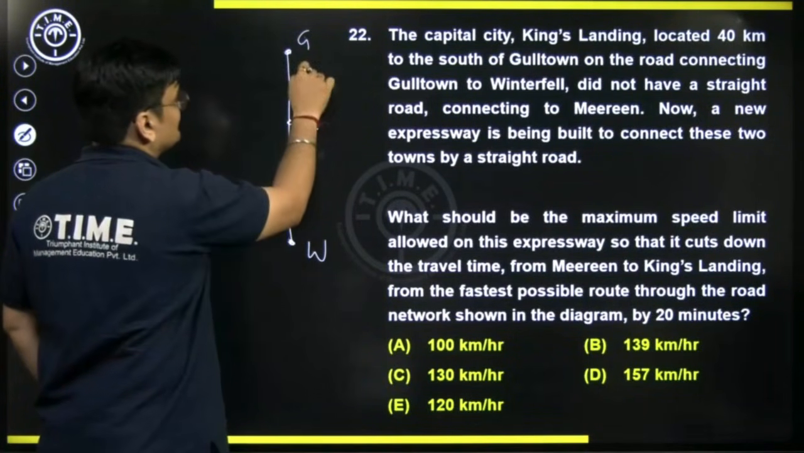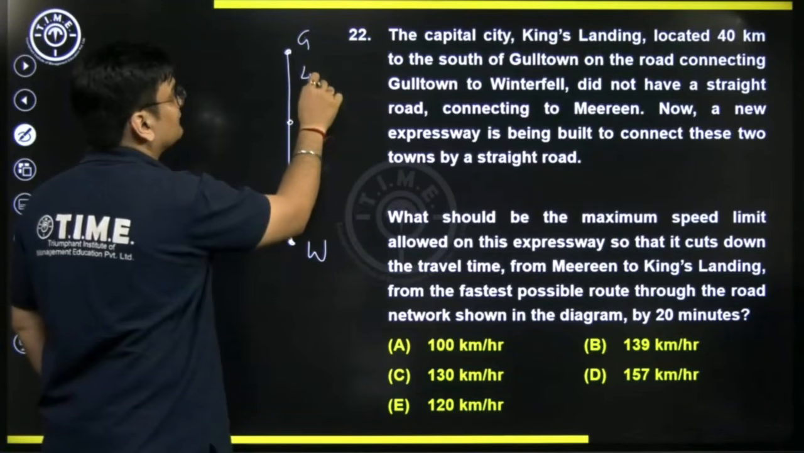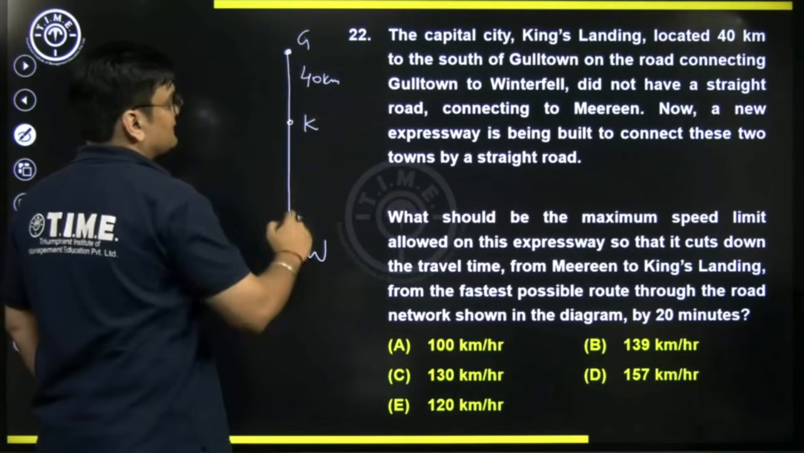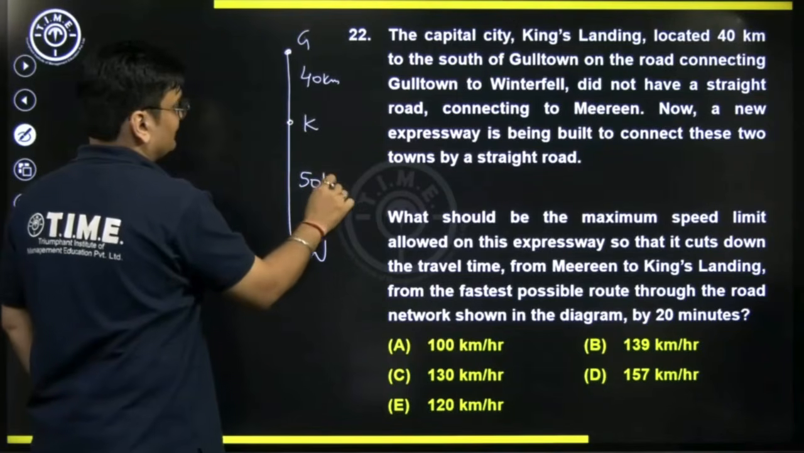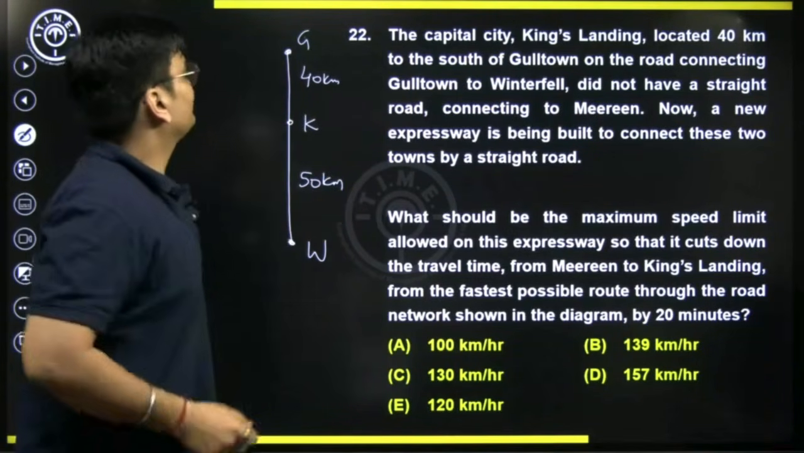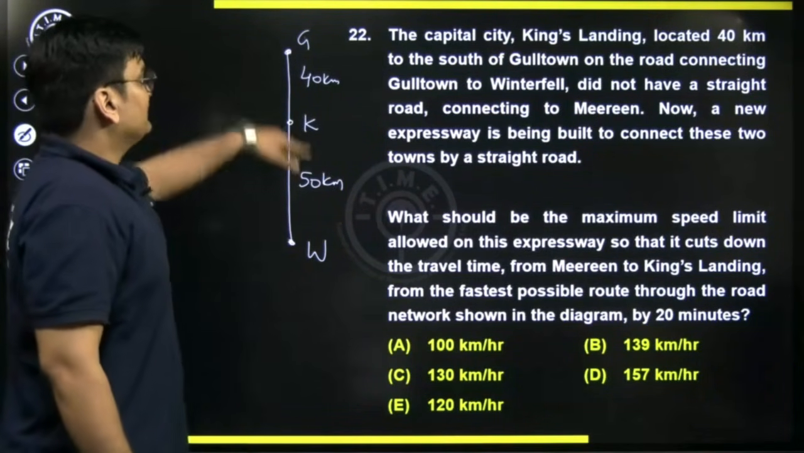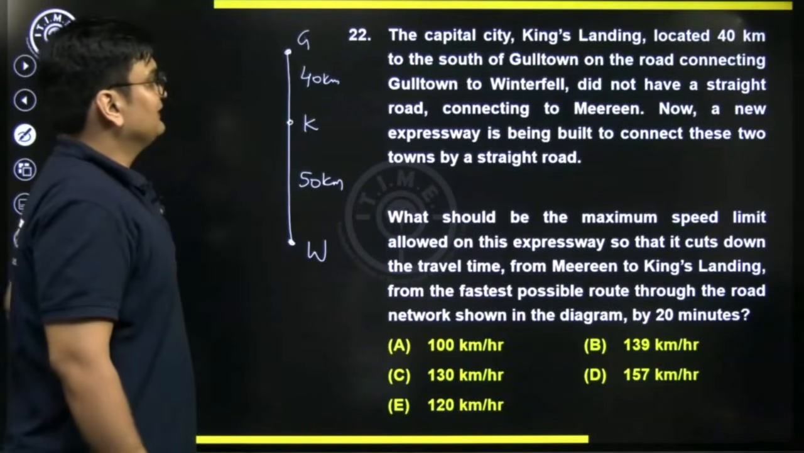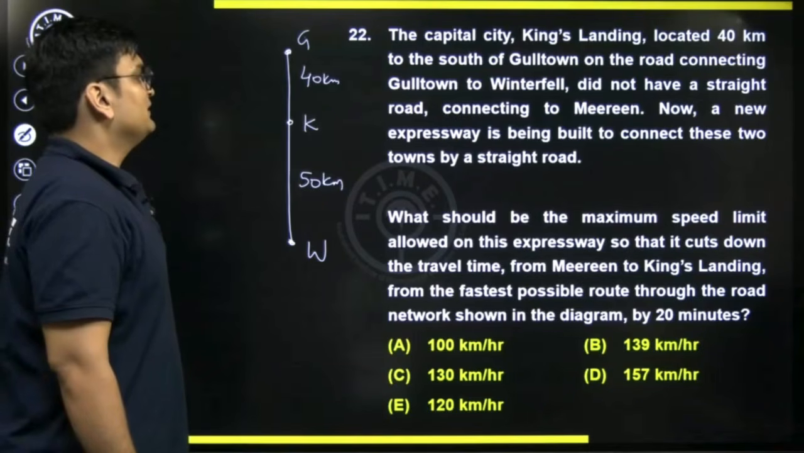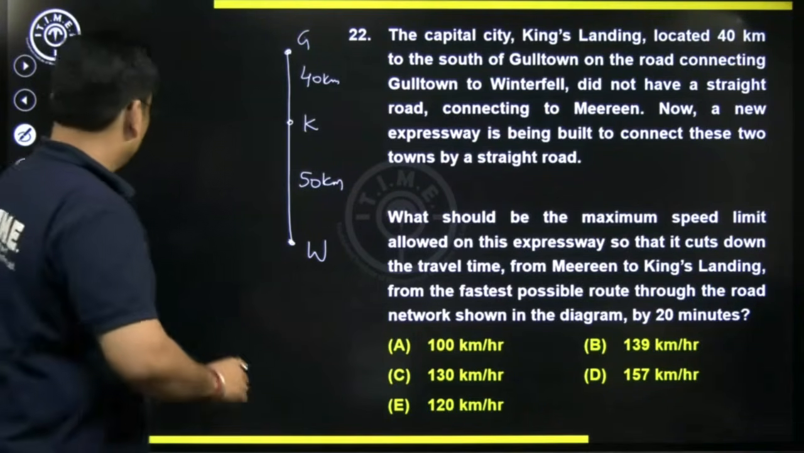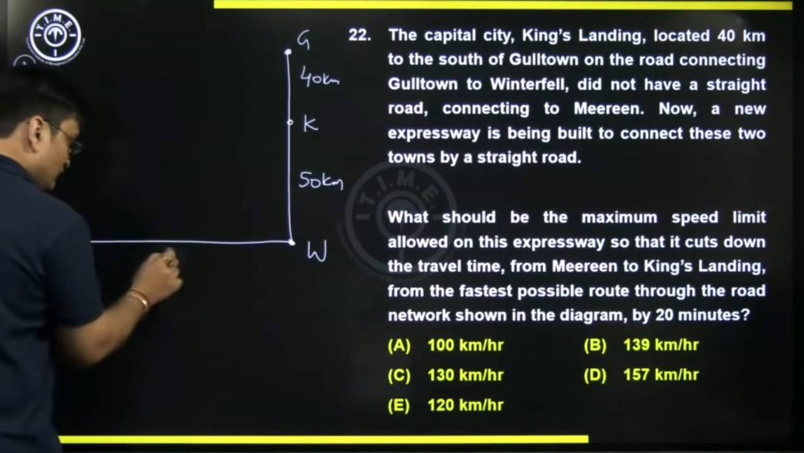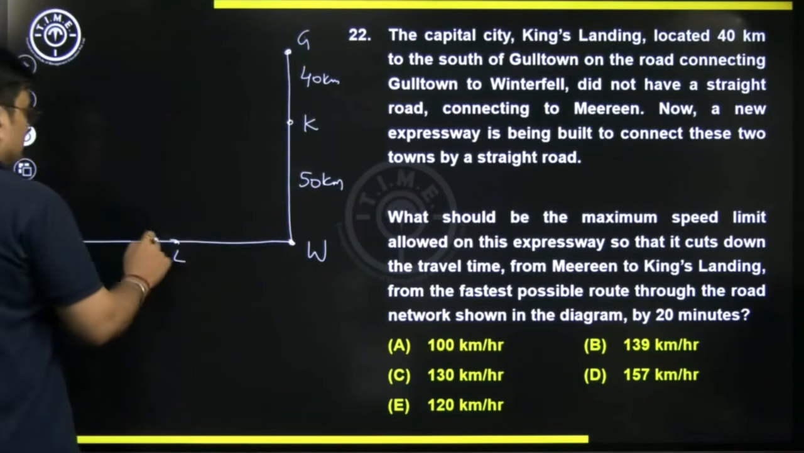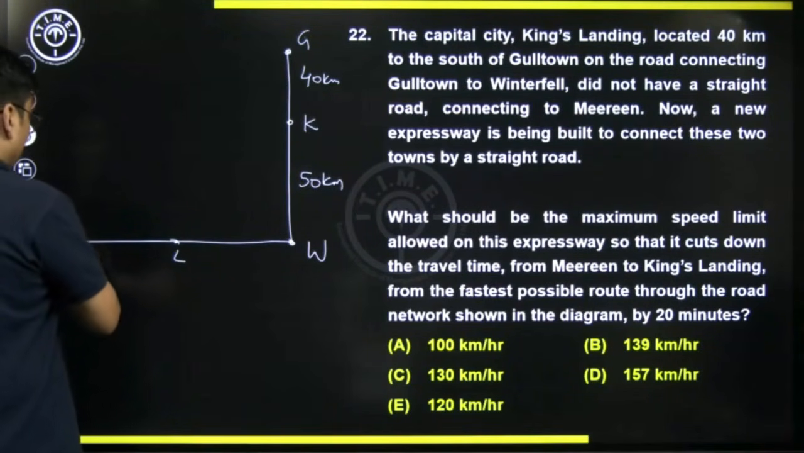King's Landing, and this distance is 40 kilometers, I think. Please note, overall it was 90, so this will be 50 kilometers. On the road connecting Gultown to Winterfell, there was no straight road connecting to Meerin. Now a new expressway is being built to connect these two by a straight road. Meerin was somewhere here. You will have Lannister somewhere here, you have Old Town here, and this is Meerin, suppose.